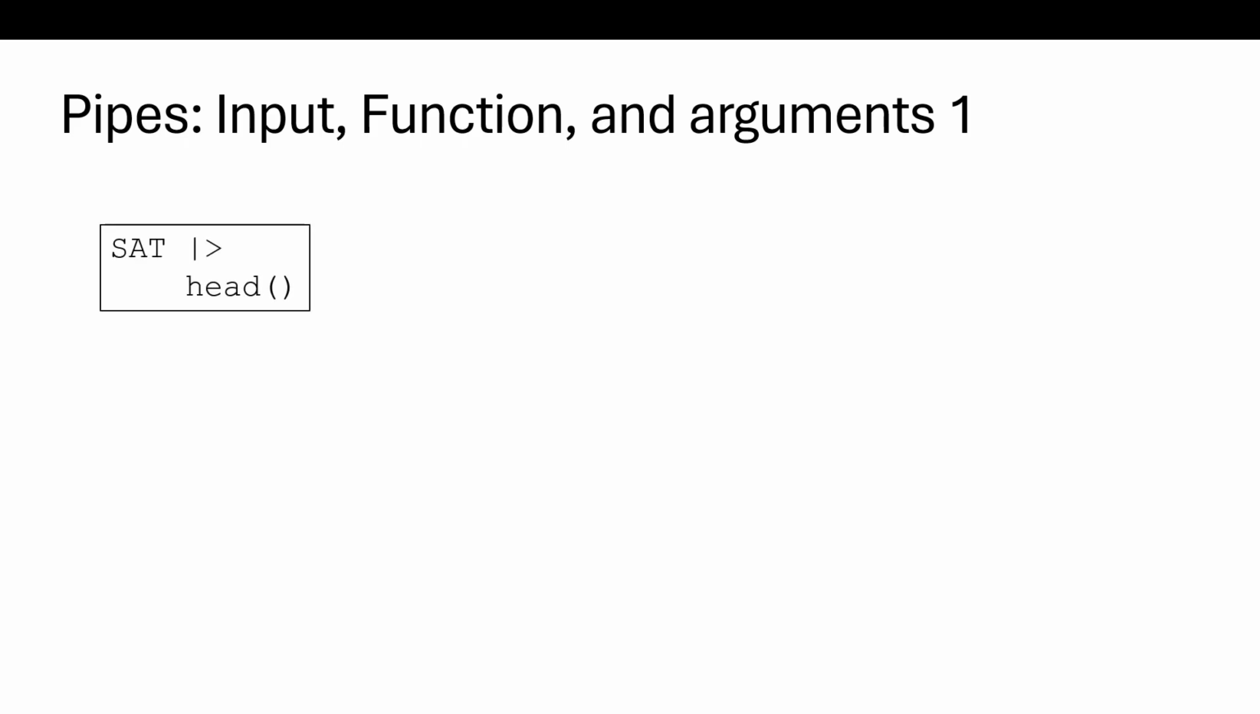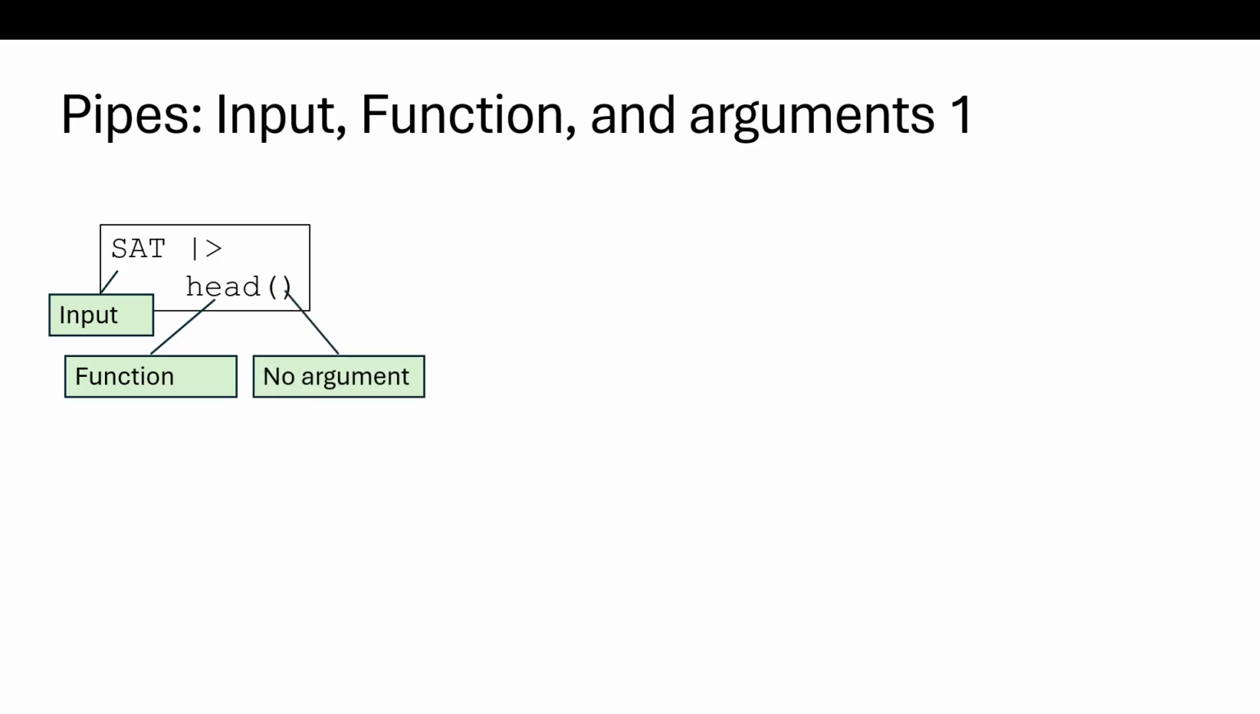Here's an example. We say SAT, that's the name of our data frame. Then we have the pipe operator, and we pass it through to the function head, which will display the initial some number of rows, 10 rows. The input is SAT, a data frame, and the function is head. And we are not passing any additional arguments to the function. In other words, what we are saying is the default behavior of the function head is good enough for us.